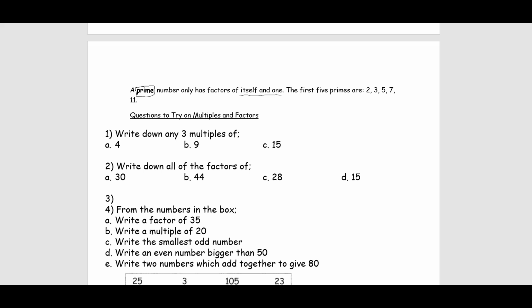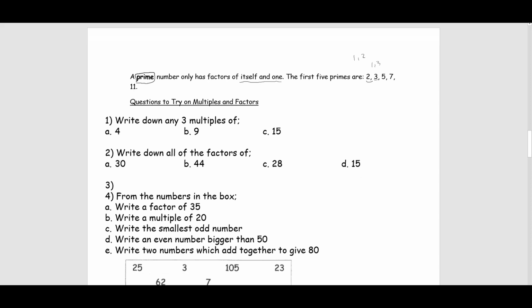So the first 5 primes are 2, because the only factors of 2 are 1 and 2. Then 3, only factors of 3 are 1 and 3. Just think, can you think of any numbers besides themselves and 1 which go into these numbers? You won't be able to. 2, 3, 5, 7, 11, those are the first 5. And there are loads of really fascinating properties of primes which I haven't got time to go into now, sadly.